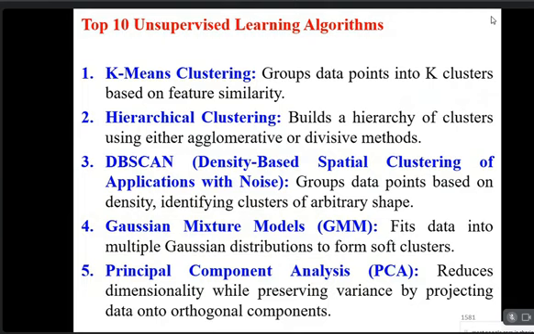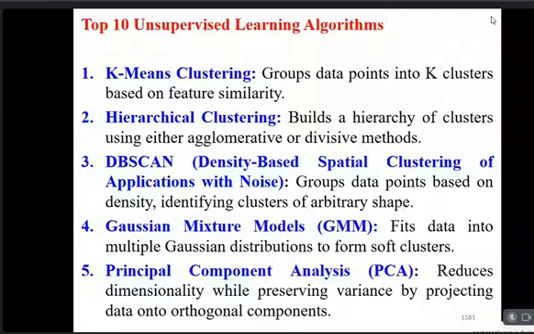Then we are going for DBSCAN. DBSCAN expansion is density-based spatial clustering of applications with noise. We are eliminating noisy data, inconsistent data, redundant data by using filters and box plot binning techniques. We are performing pre-processing techniques. Then it groups data points based on density, identifying clusters of arbitrary shape. Then Gaussian mixture models, GMM, fit data into multiple Gaussian distributions to form soft clusters.